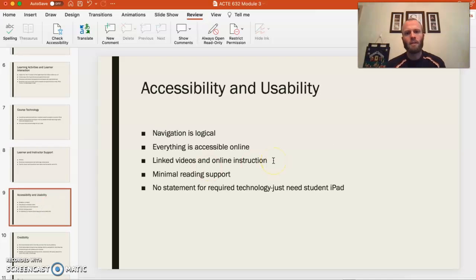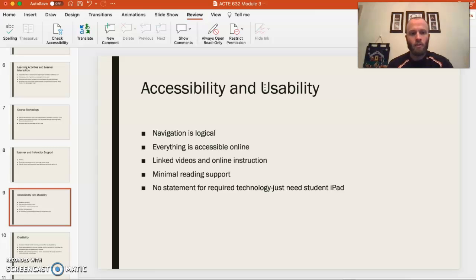So throughout this course, accessibility and usability, I try to keep the navigation logical. I have a course textbook that the students go through online, and everything that we learn just follows sequential order. Again, everything the students need is accessible online. Everything for this course that I'll use, any materials I have linked right into the notebook that they have, so everything is accessible right on the iPad, including linked videos and online instruction.